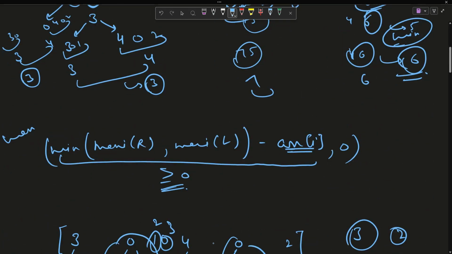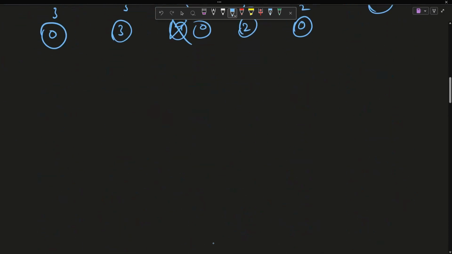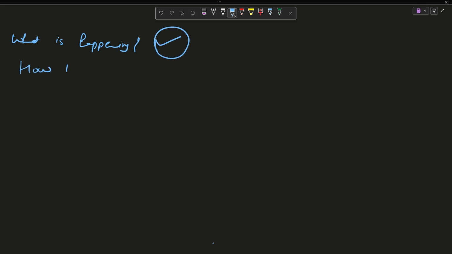We have to calculate the maximum from the right, calculate the maximum from the left, take the minimum, subtract it with the original index, and then if it is greater than 0, then add to the answer, otherwise take it as 0 only, right? Now, how to solve it? Algorithm, we have decided what is happening. This has been figured out. How to do this is the problem now.